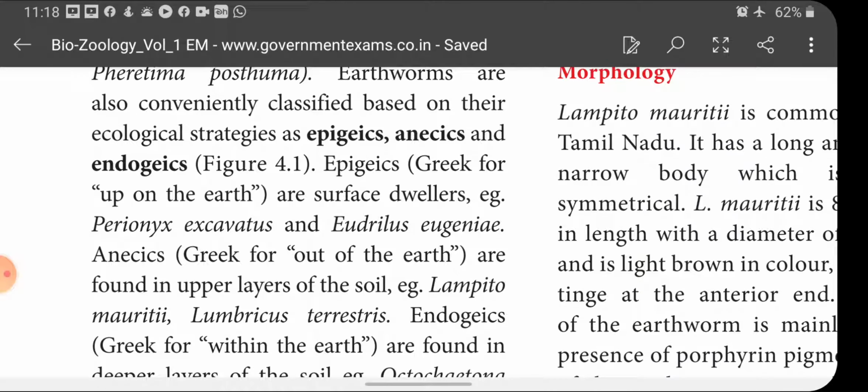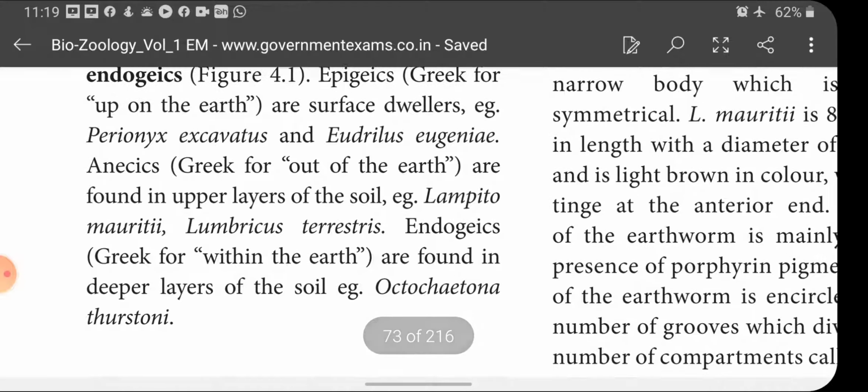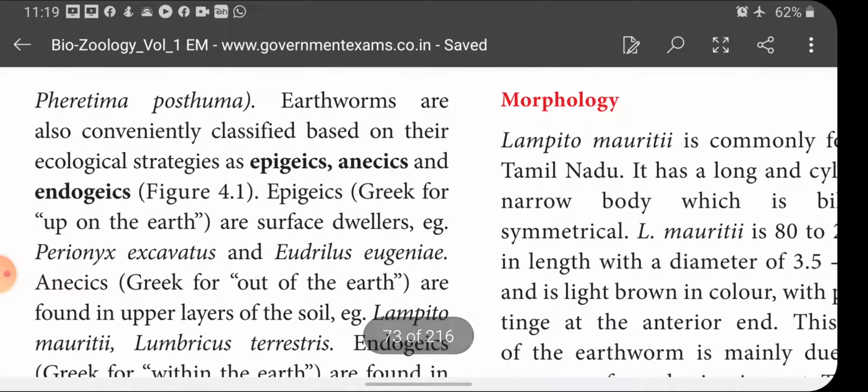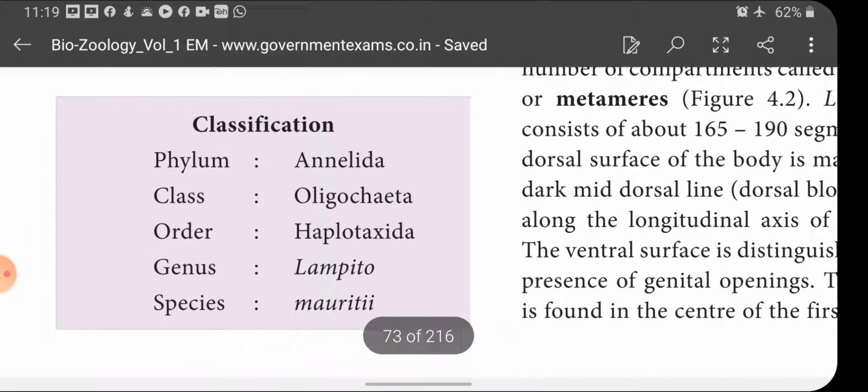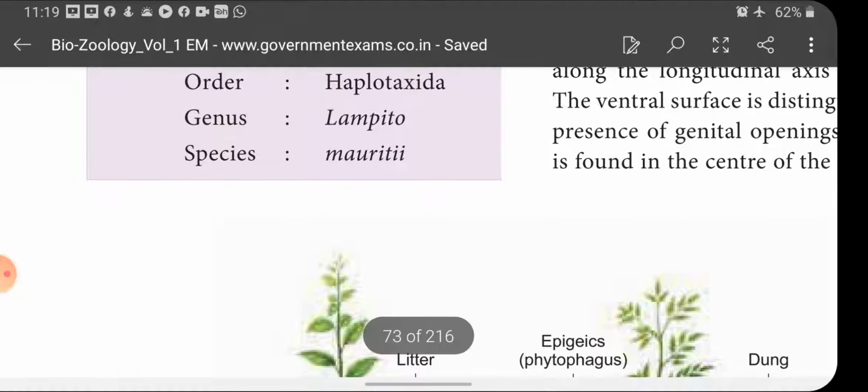They are epigeics, anecics, and endogeics, and with the example you should write. Epigeic, it is up on the surface, that is surface dwellers. Then example, Perionyx excavatus. Then next one is anecic, found on the layer of the soil. And Lampito mauritii, endogeics, it's found inside the deeper layer of the soil. Octochaetona thurstoni.